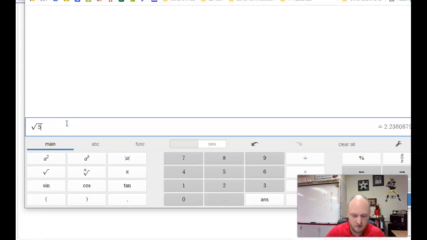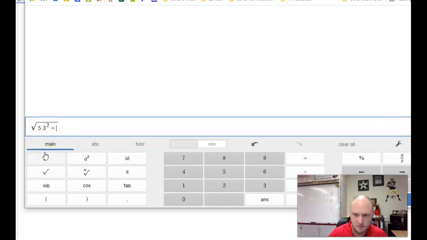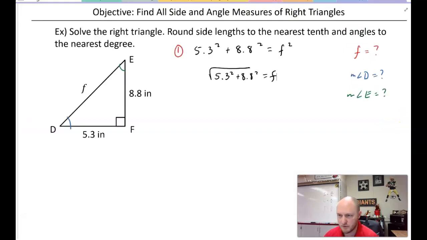Hold on, something weird's going on. 5.3 squared plus, there we go. Okay, and we get 10.3. Okay, so F is approximately 10.3.